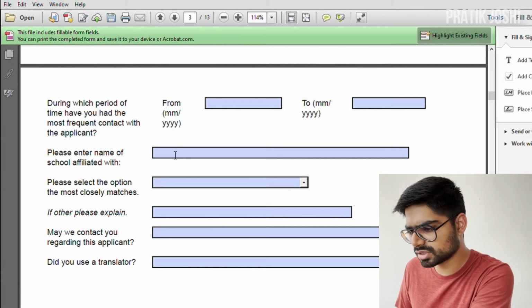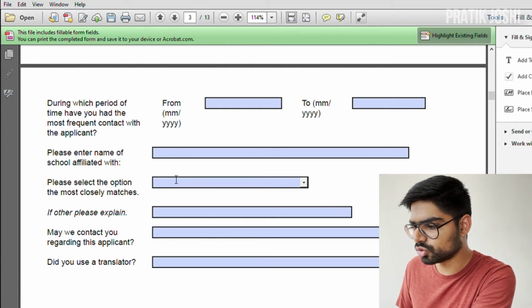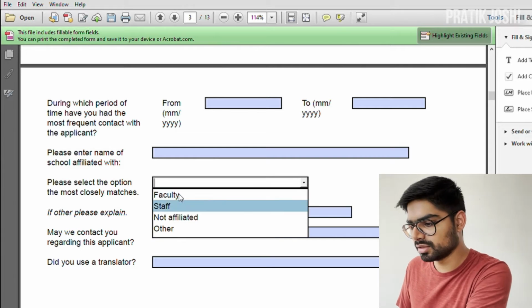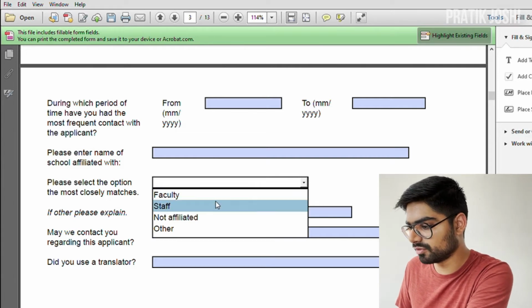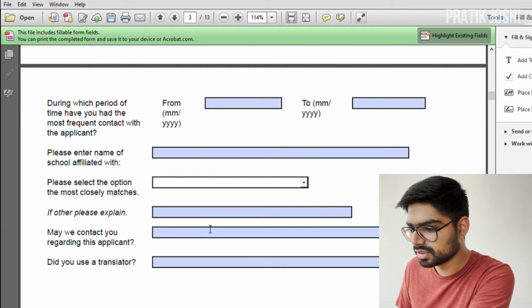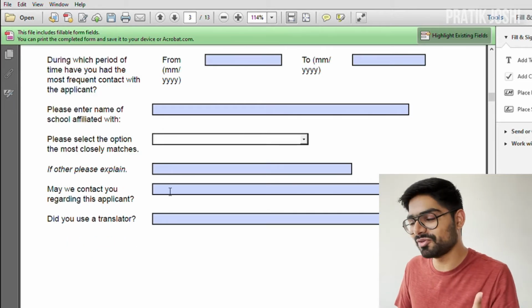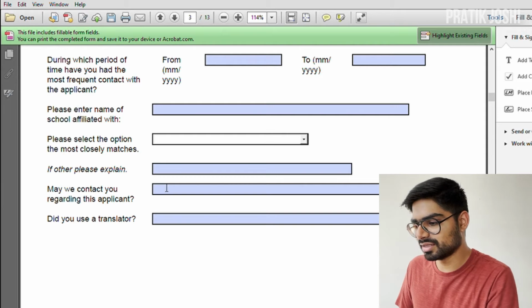Not very sure about this. Please select the option that most closely matches. Okay, so basically, see here you can enter if you're a faculty, non-affiliated staff and stuff like that. They may contact you regarding the applicant. So as I said, they may give you a call regarding the application and stuff.